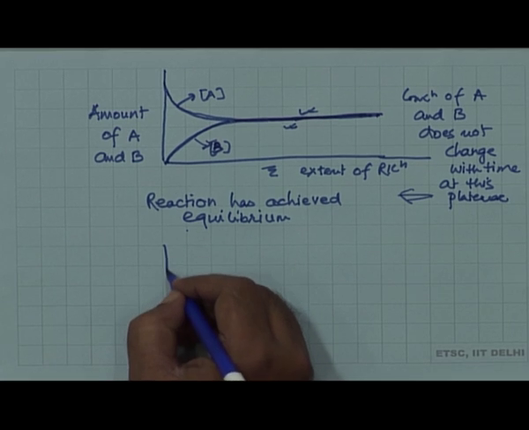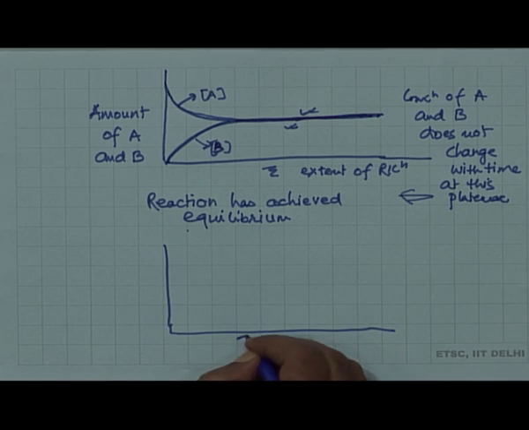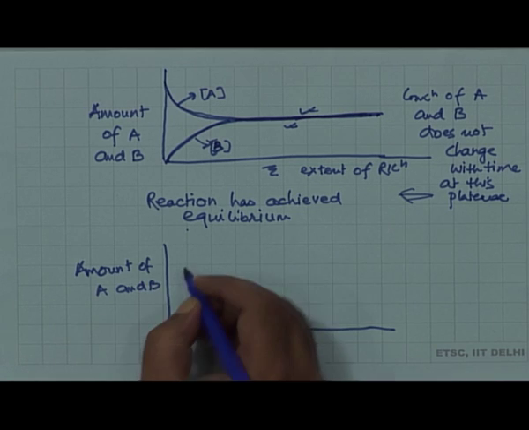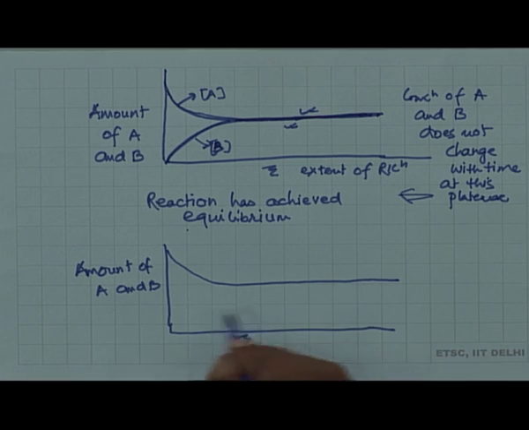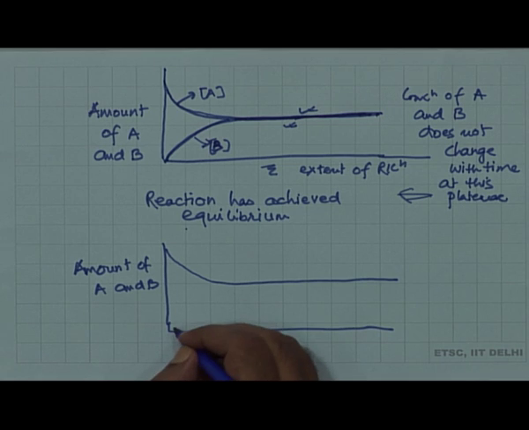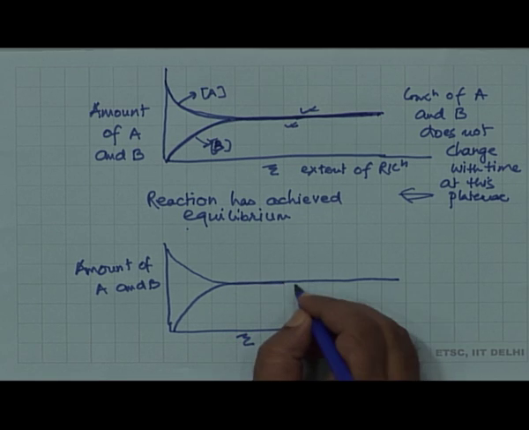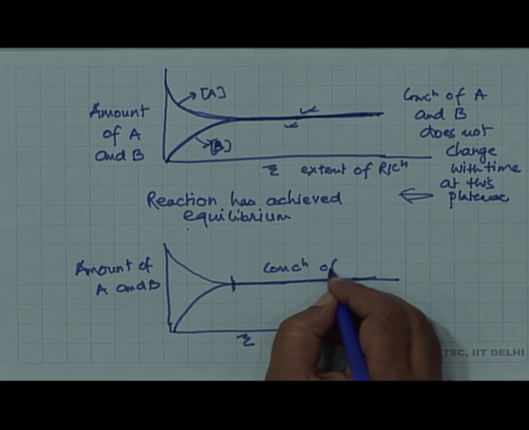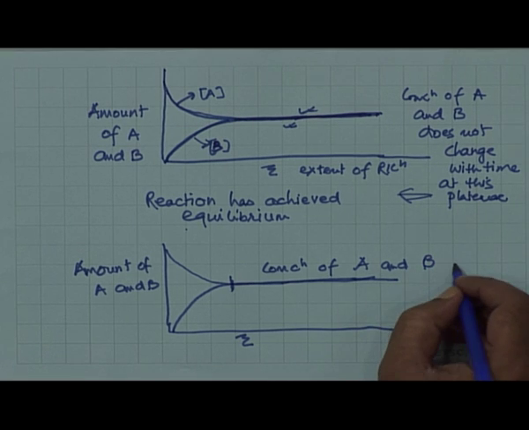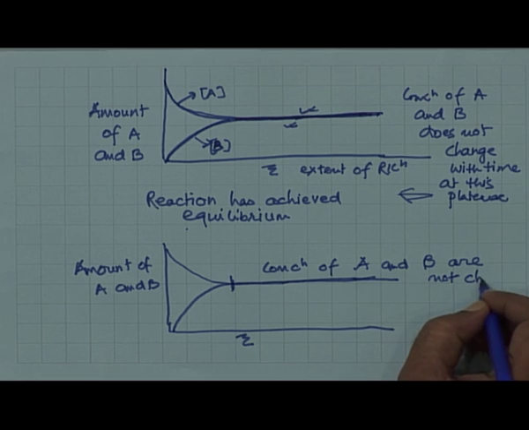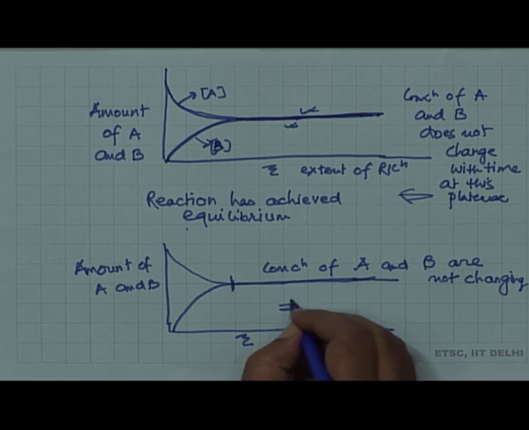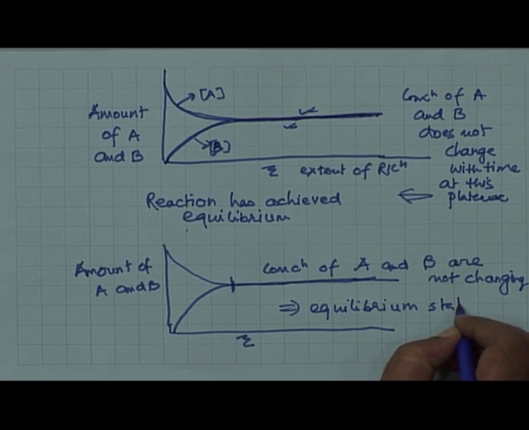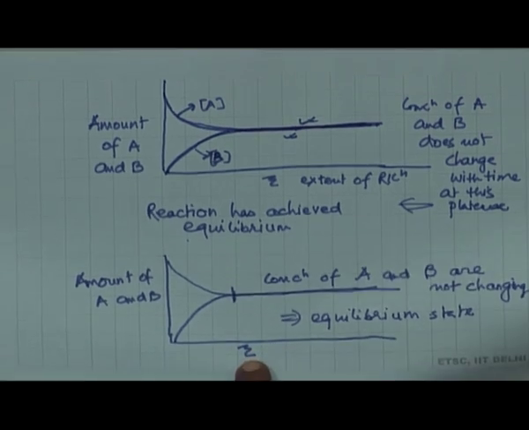On the other hand, if we start with B and look at extent of reaction and amount of A and B, then B will first decrease and then its concentration does not change after some time. A will increase and at this time the concentration of A will not change. So, after this time when the concentrations of A and B are not changing, we say that equilibrium state is achieved. Equilibrium has been established.